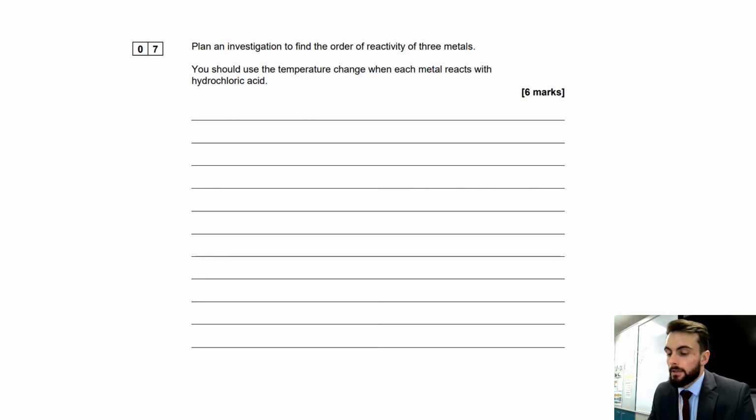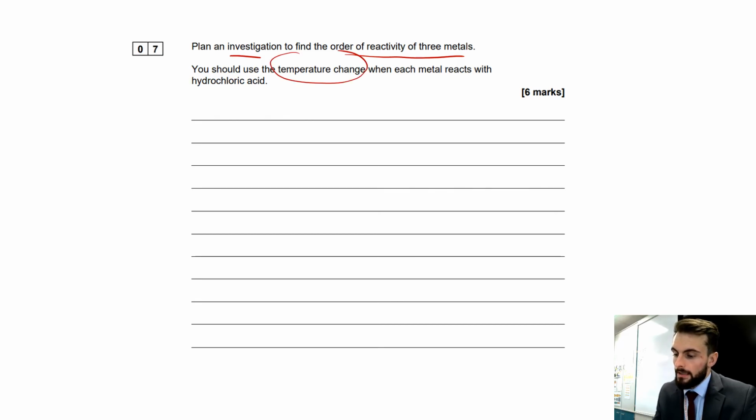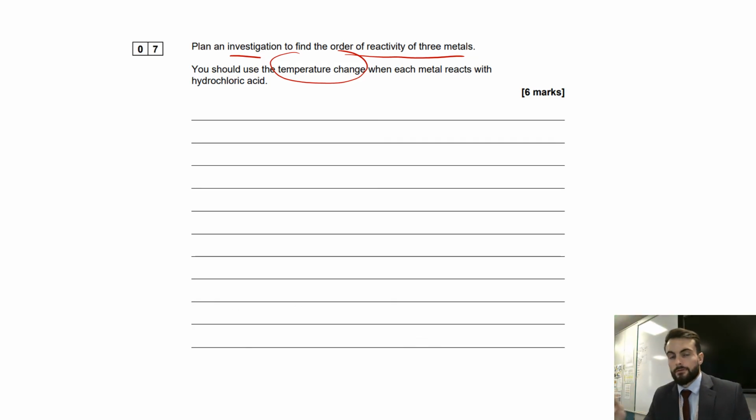So for this one, it says plan an investigation to find the order of reactivity of the 3 metals. You should use a temperature change when each metal is reacted with the hydrochloric acid. Now for this one, it's talking about a method, so the first thing I would be thinking about is the variables. What are the variables in this? Because whenever we do science, things are changing all the time. We want an independent variable, something we change, a measuring thing, so a dependent variable, and then we want to control everything else, because otherwise our results mean nothing.